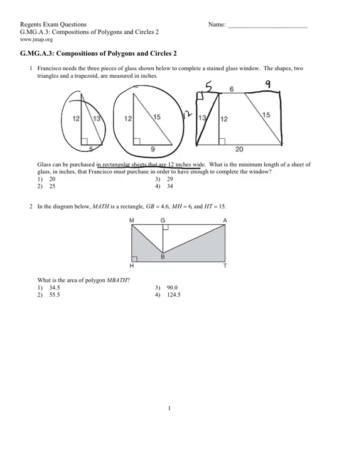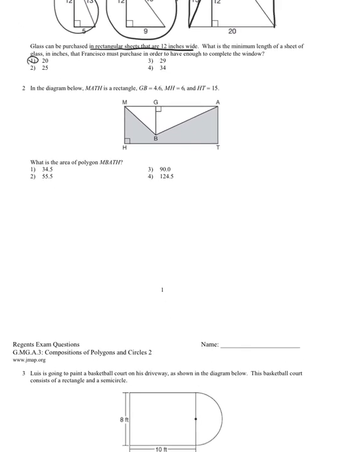So we want, what is the minimum length of a sheet? We already know that they're 12 inches wide, so the minimum length would have to be 20, because these fit together as a rectangle. Let's continue on. Take a look at number 3.